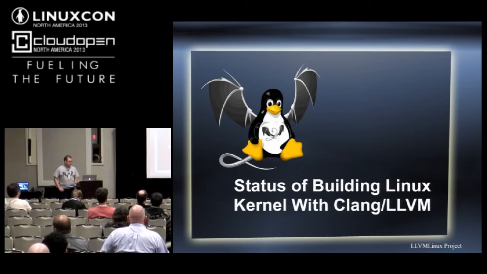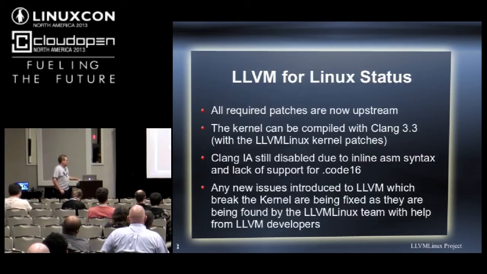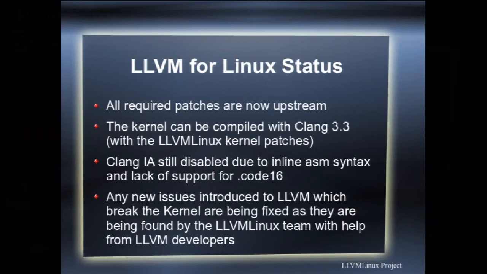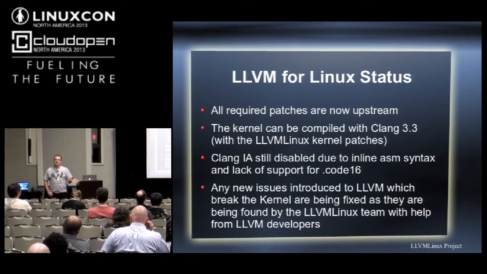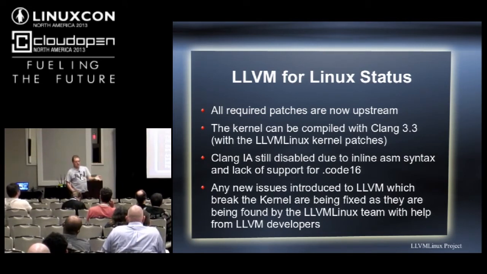Okay. So now on to the real interesting stuff, which is the actual status of compiling the kernel. The first one I've already talked about a little bit, and that is that LLVM as of 3.3 doesn't need any patches. Before that there were a few things we needed patched, otherwise it would crash with the kernel code or spit out the wrong code for the kernel in certain situations.